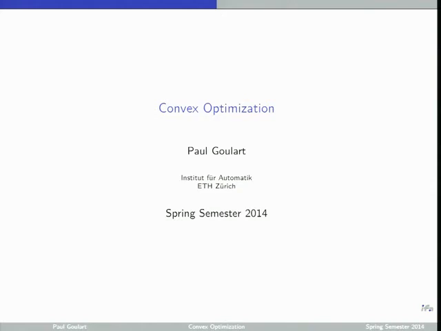So this is the convex optimization part of the MPC course. And we'll be talking about optimization problems for 2 days, not specifically control problems, but just generically how to solve optimization problems and how to model them and what it means for a problem to be a convex problem.